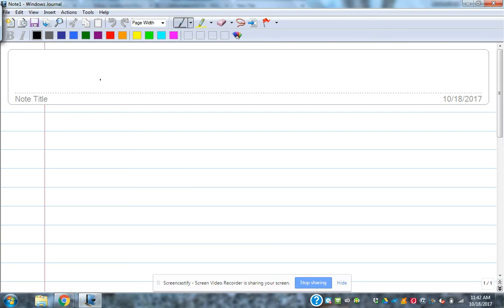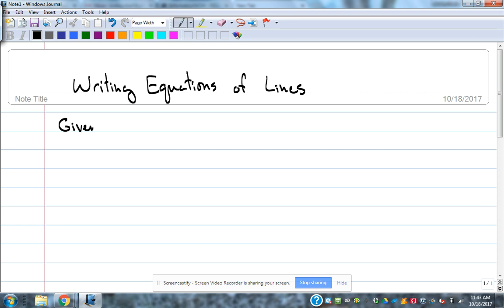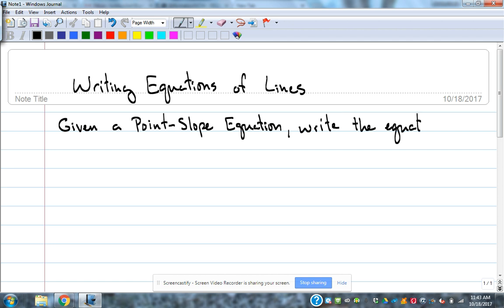So today we're going to extend what we did on Monday when we're writing equations of lines. Okay, so today what we're going to be doing is we're going to be given a point slope equation. Write the equation in slope-intercept form.